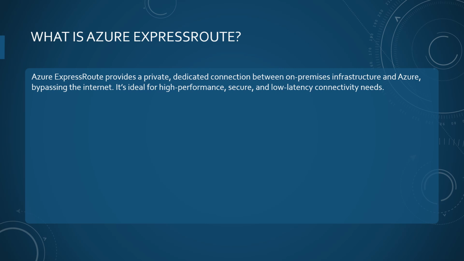What is Azure ExpressRoute? Azure ExpressRoute provides a private dedicated connection between the on-premises infrastructure and Azure. It bypasses the internet and is ideal for high performance, secure and low latency connectivity needs.